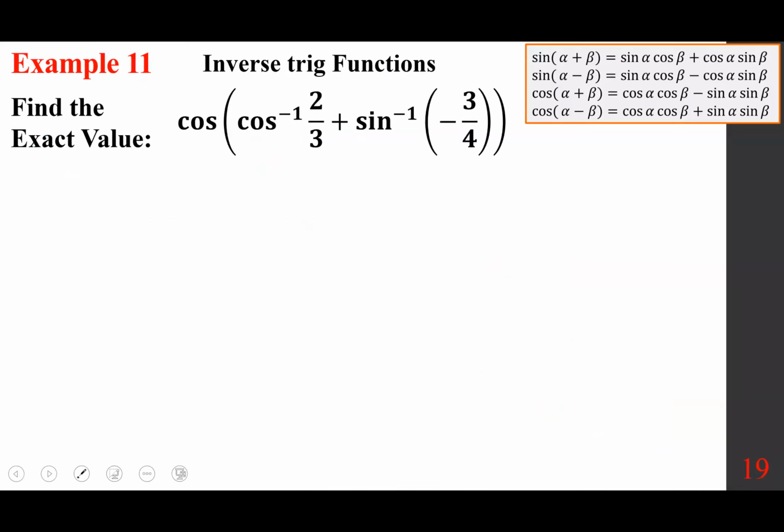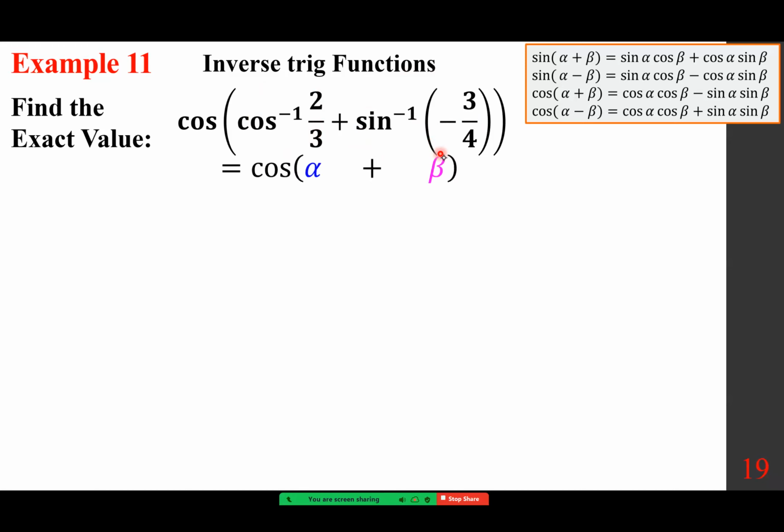We want to find the exact value of cosine inverse of 2/3 plus sine inverse of -3/4. It is extremely important to remember the concept of inverse trig functions. They represent an angle, an arc. So this represents some angle, let's say alpha. This represents some other angle, let's say beta.